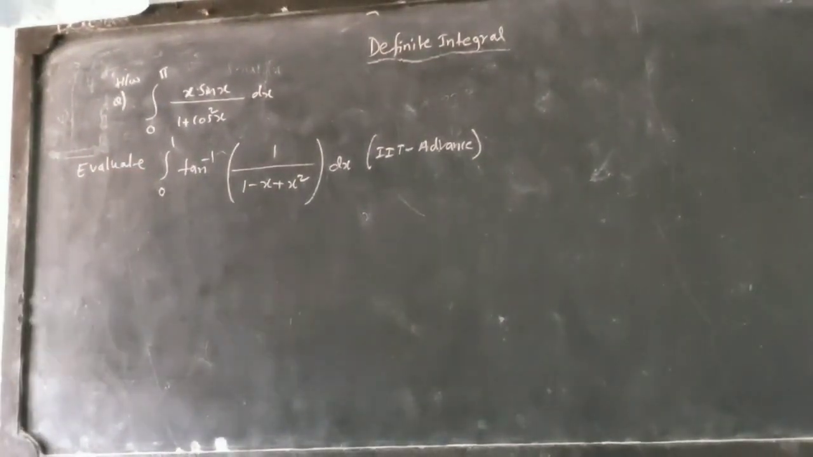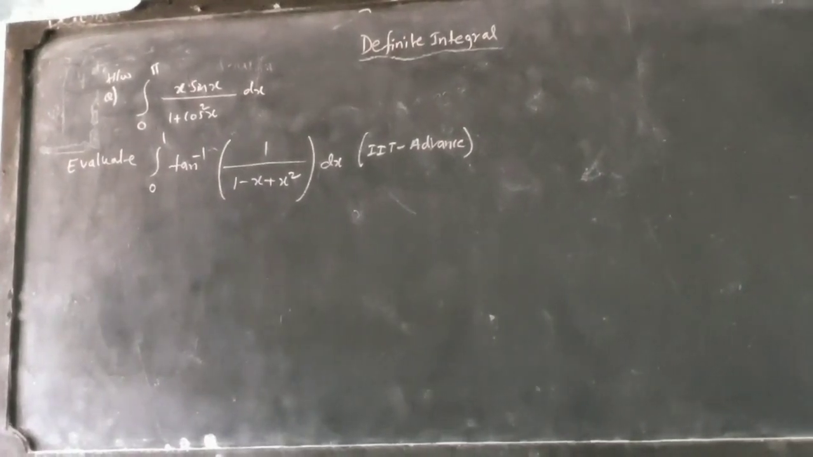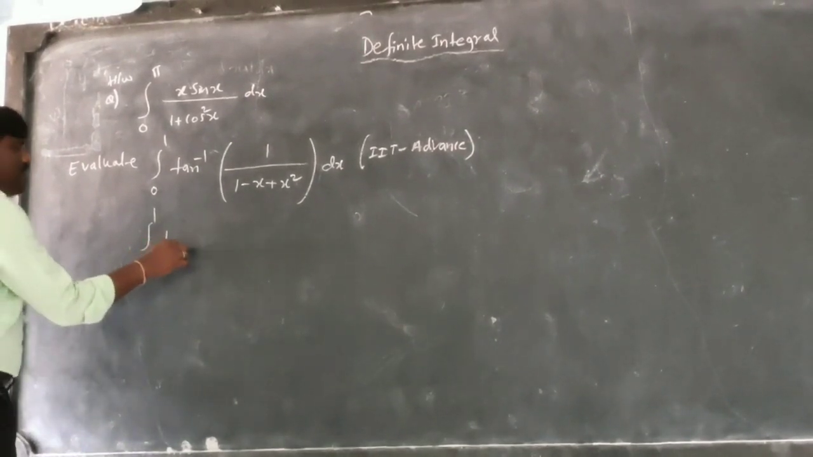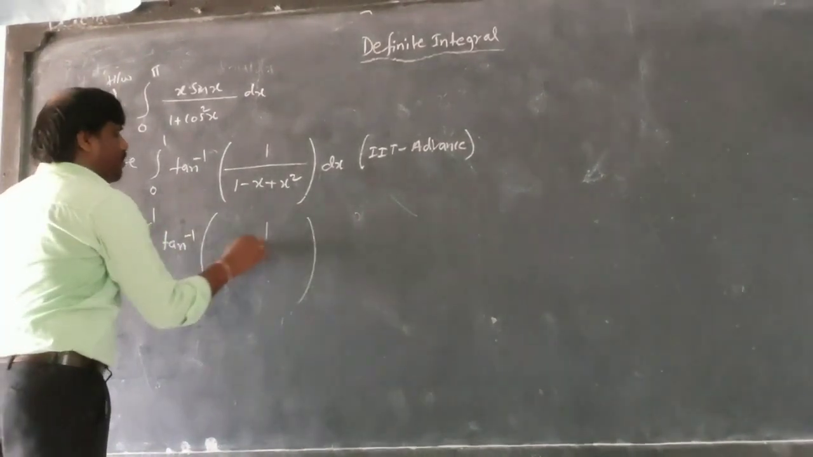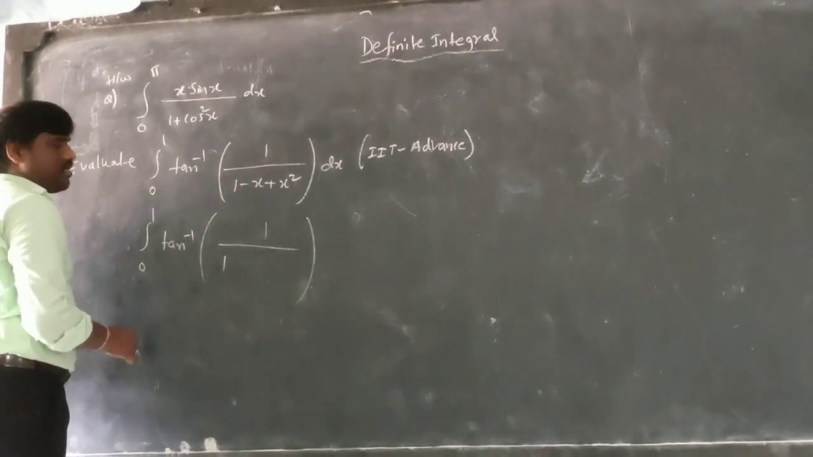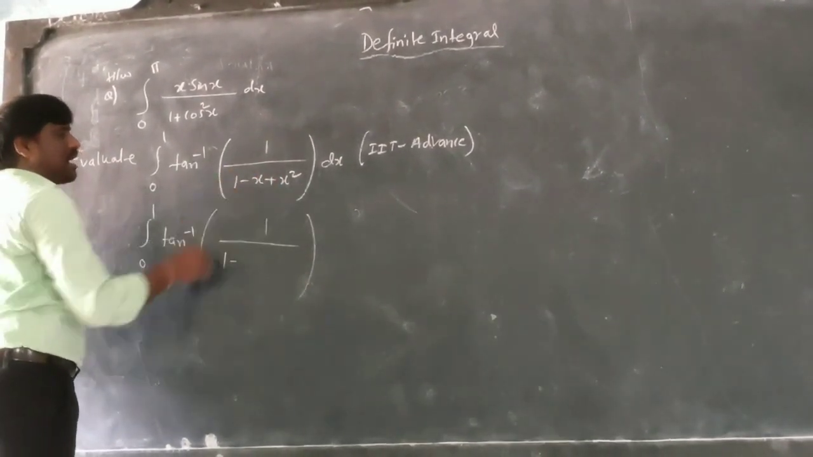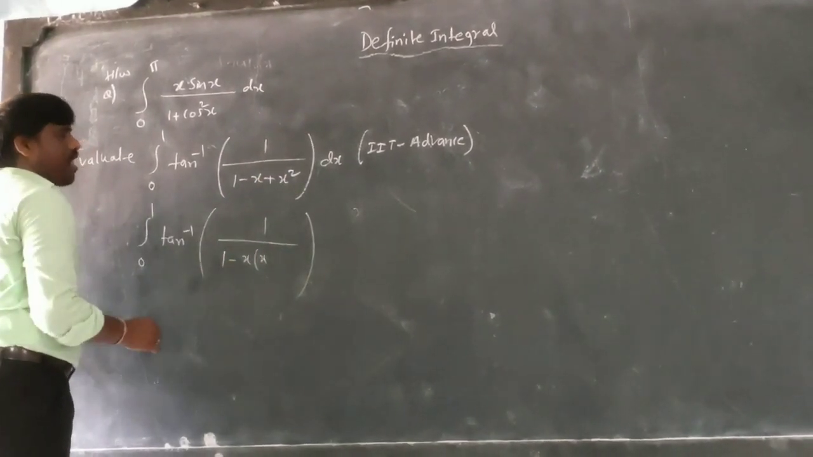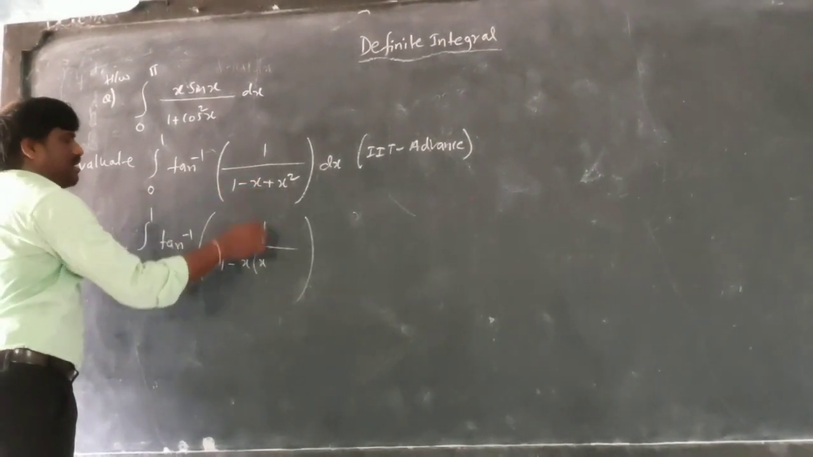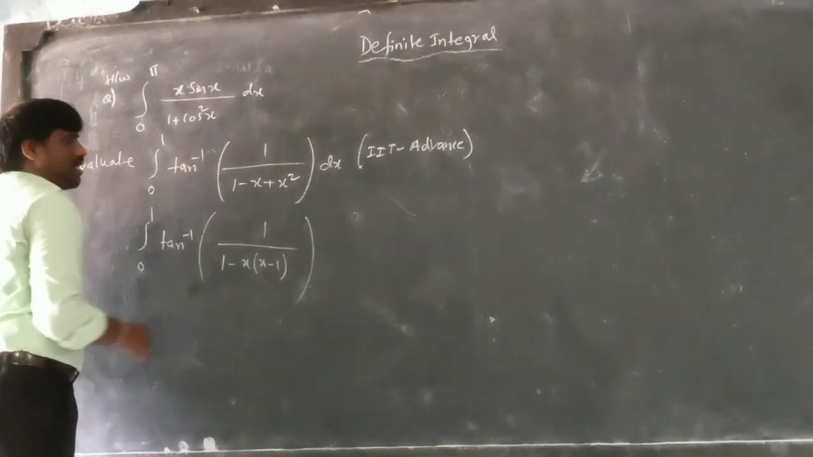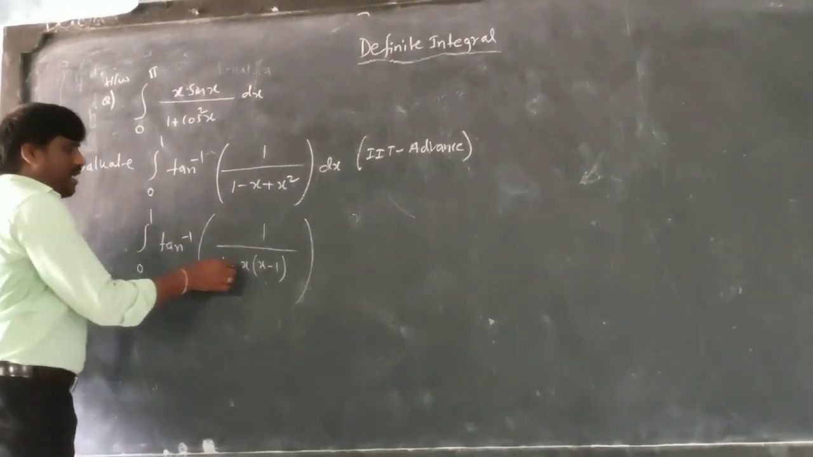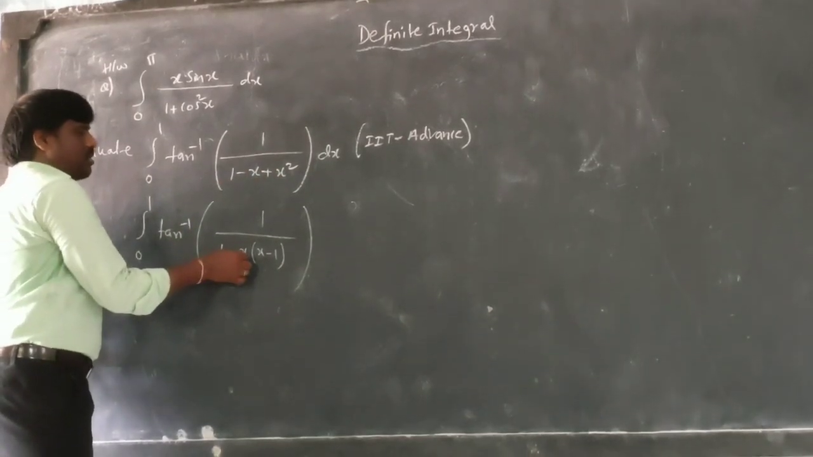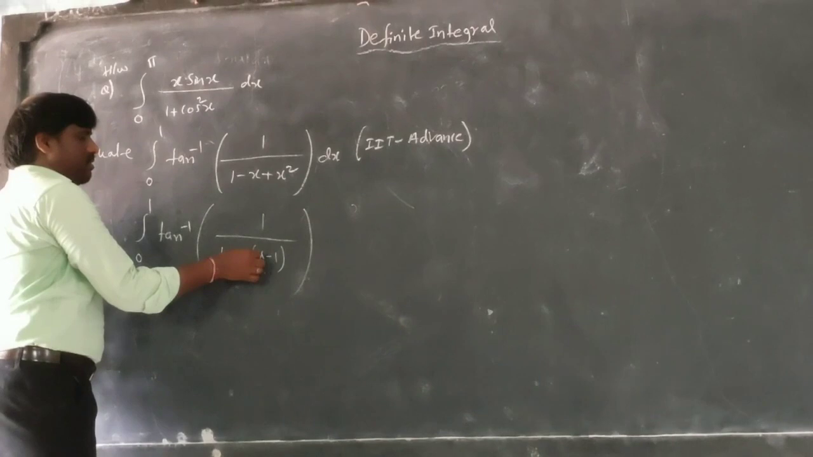Let us see here, evaluate integration 0 to 1 tan inverse 1 upon 1 minus x plus x square dx. So what we do here, integration 0 to 1 tan inverse, I can write this one as 1 upon, I am making this one a list here, 1 minus, I am writing here, x I am taking common. If I take x common, what I get here, x minus 1. Yeah, can I write like this? If I take minus common, here I have x common out. So x into x square, I got negative right here.